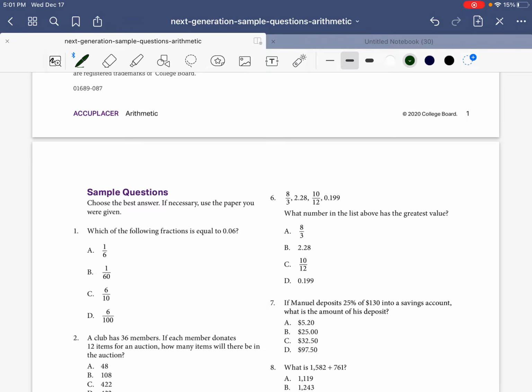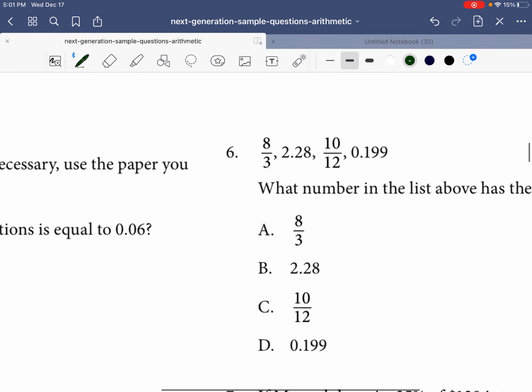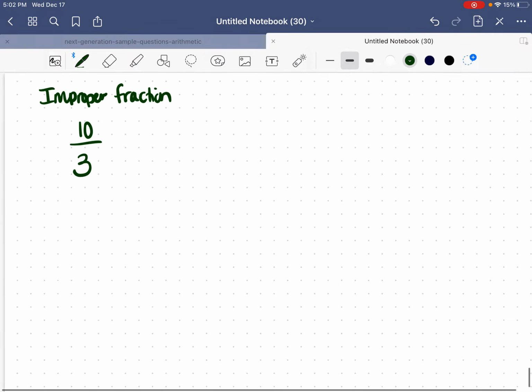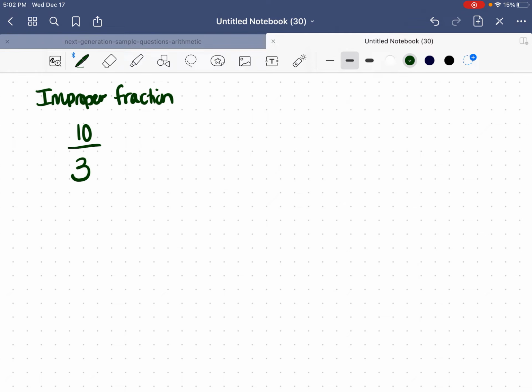So you will see improper fractions in your arithmetic exam for the Accuplacer. For example, question number 6, that 8/3, that's an improper fraction. So I wanted to take a few moments to explain how you can change improper fractions to a mixed number.